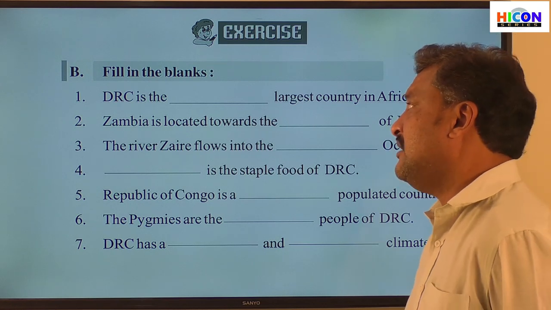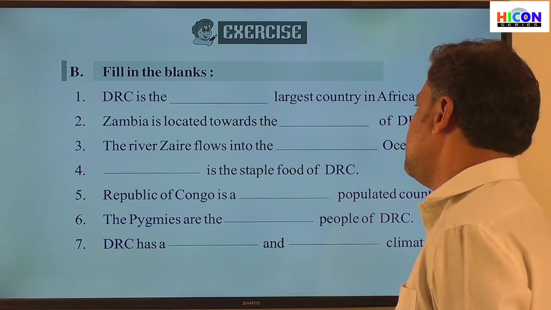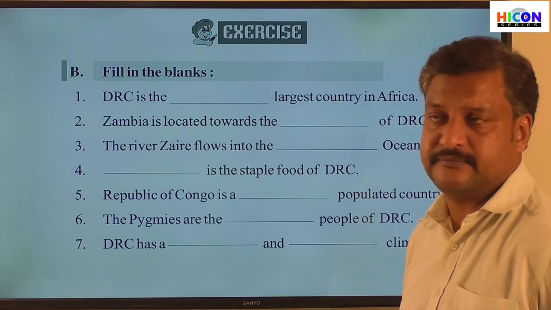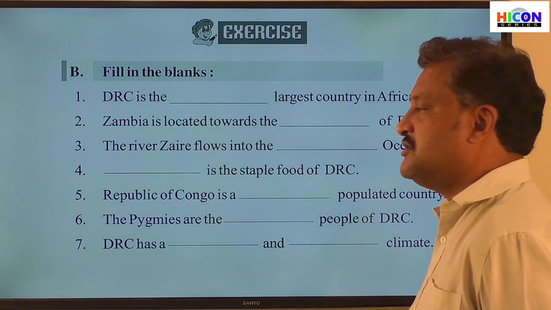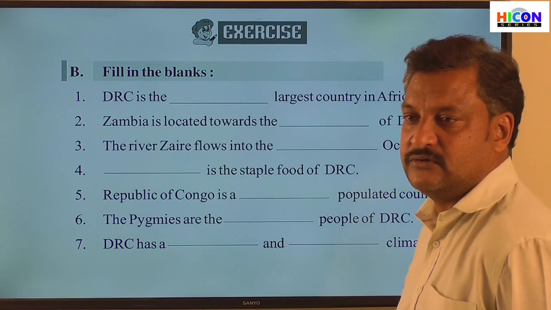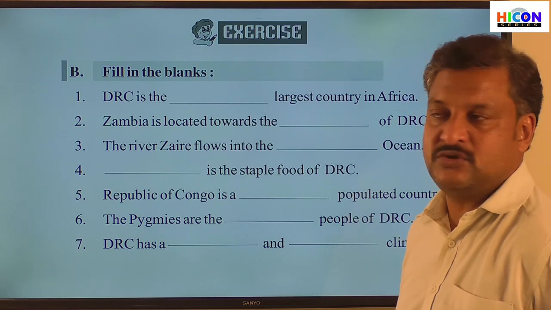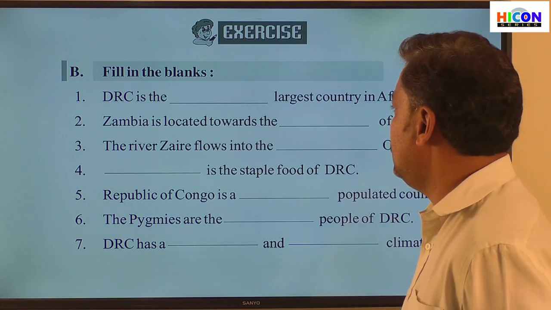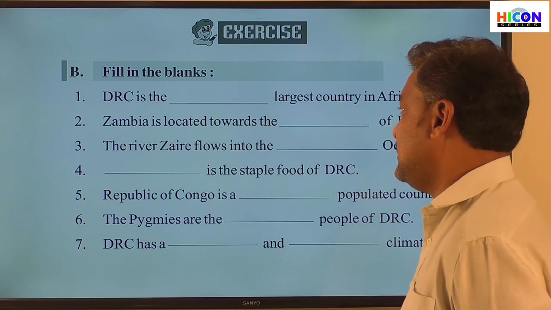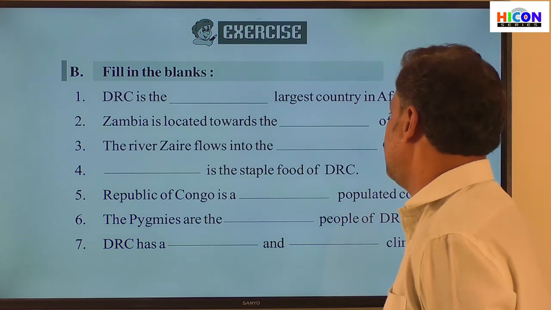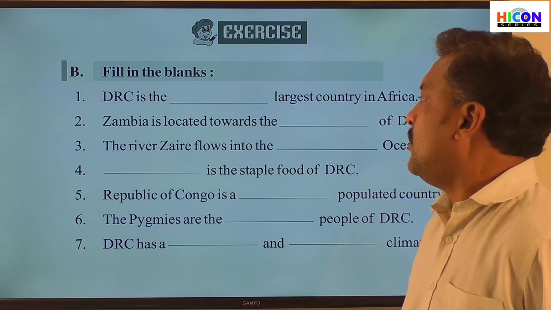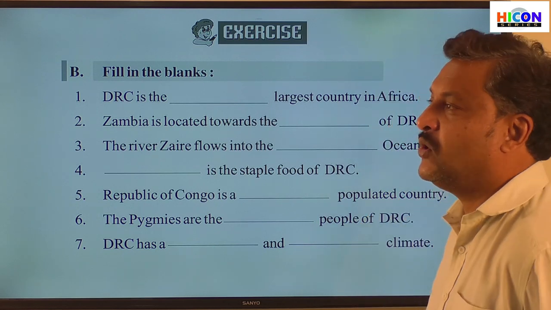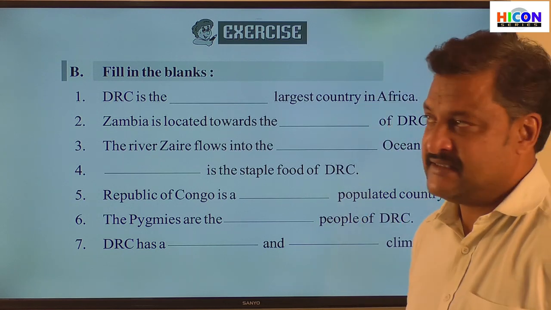First one, DRC is the dash largest country in Africa. It is the second largest country in Africa. Zambia is located towards the south of DRC. Right? Third one, the river Zaire flows into the dash ocean. So what is this river called, the river Zaire? Yes, we have seen the river Congo is also known as the river Zaire.